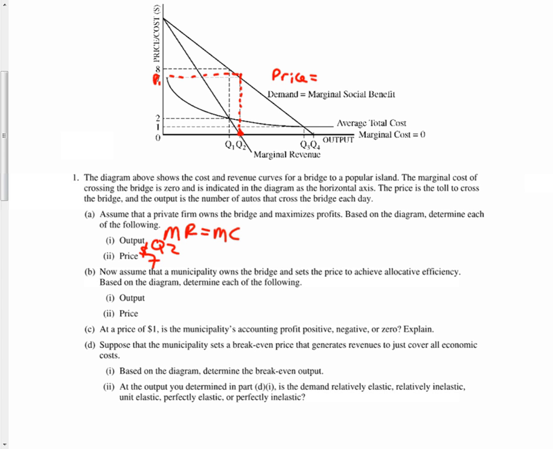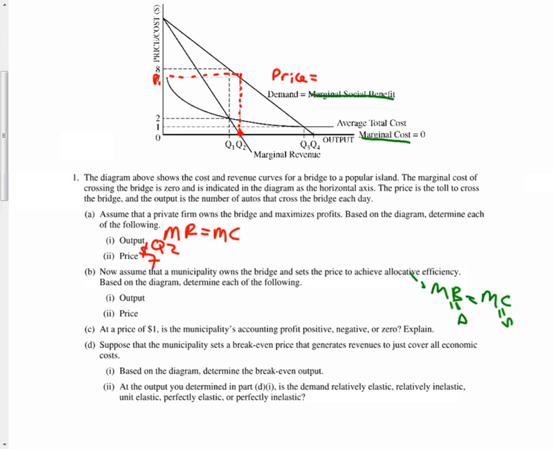Part B says now assume, so they kind of cancel part A and think about something else. So now assume that a municipality owns the bridge and sets the price to achieve allocative efficiency. Based on the diagram, determine each of the following. Well, allocative efficiency is simply when marginal benefit equals marginal cost. Now, they were lucky enough to tell us that this is the marginal social benefit, the demand curve. Otherwise, sometimes you have to derive marginal benefit from the demand curve, sometimes marginal cost from the supply curve, so it just depends on what they give you. This one is simple because they give you both, marginal benefit and marginal cost.